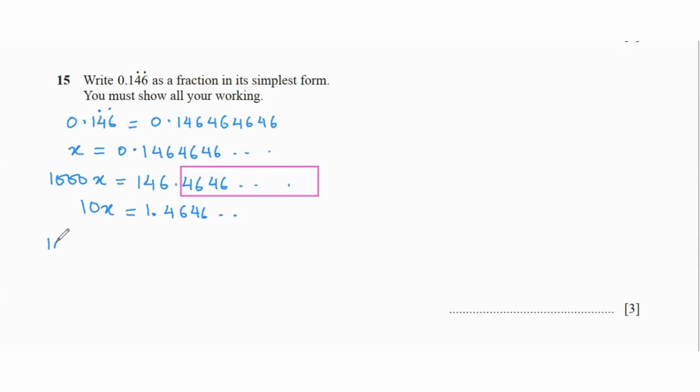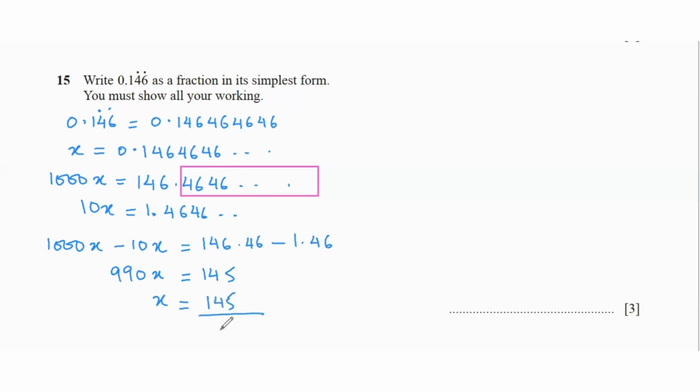So now I'm going to subtract 10x from 1000x. And over here, it's going to be 146.46 minus 1.46. So that's 990x. And over here, the decimal numbers get removed and we're left with 145. Simple as that. Now you just make x the subject by dividing 145 by 990. Simplify the fraction, and that gives you 29 over 198.